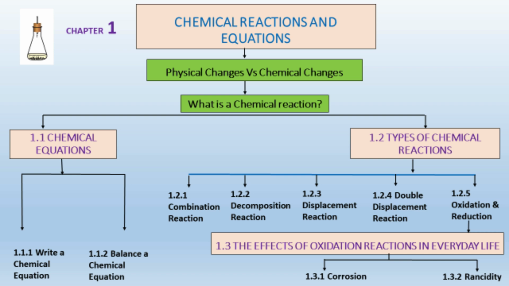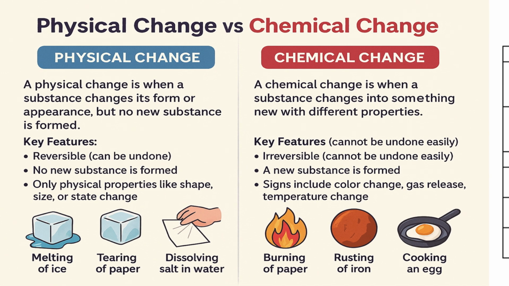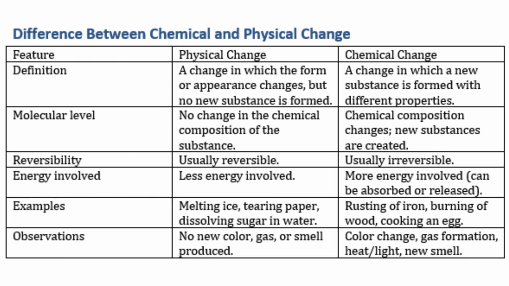Now let us recall the difference between physical changes and chemical changes. A change is considered to be a physical change when the form or appearance of a substance changes but no new substance is created. For example, melting of ice, tearing of paper and dissolving salt in water. These changes are usually reversible. On the other hand, a chemical change results in the formation of a new substance with different properties. These changes are usually irreversible. For example, rusting of iron, cooking an egg, burning of paper.